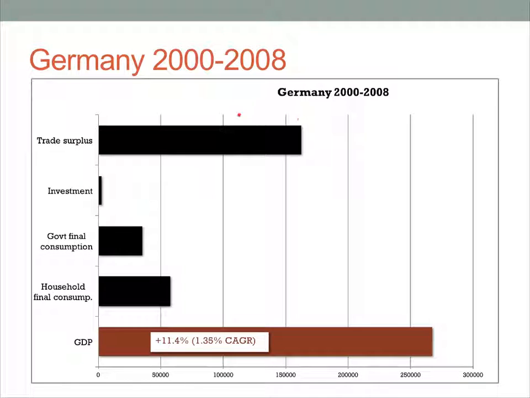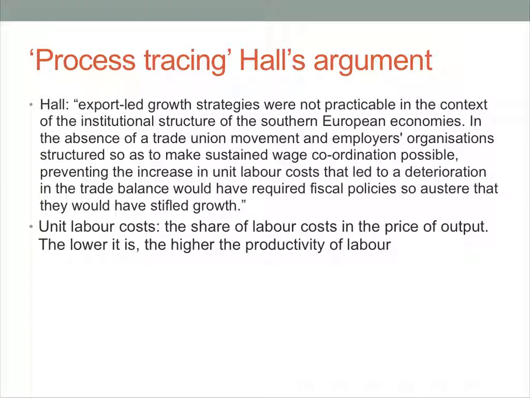Germany's growth, to the extent that it grew in 2000 to 2008, was almost entirely based on its trade surplus. Very little growth derived from household final consumption or government final consumption, and investment was, again, almost stagnant. So it was the trade surplus that really drove German growth. So it is true that there were very different models of demand between Germany and other parts of the zone.